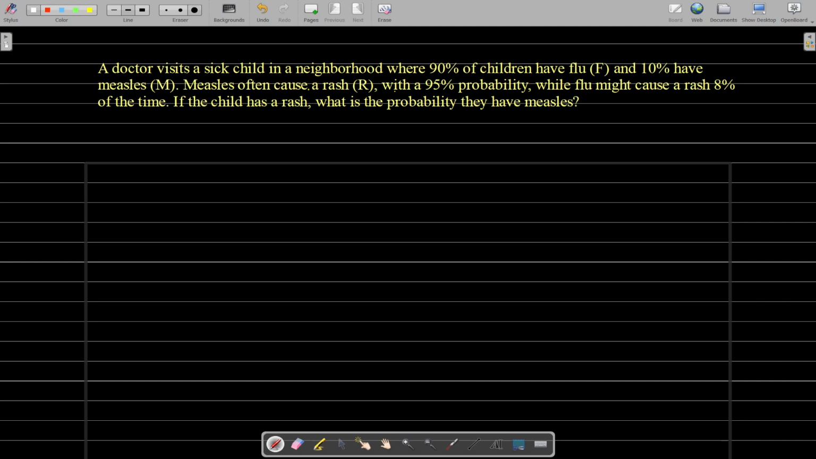So let's take an example. Let's say the sample space, the number of sick kids in the neighborhood, is 1,000. So there are 1,000 sick kids. Now, the probability of flu is 0.9. This means 1,000 times 0.9, which is equal to 900. So, 900 kids have the flu.